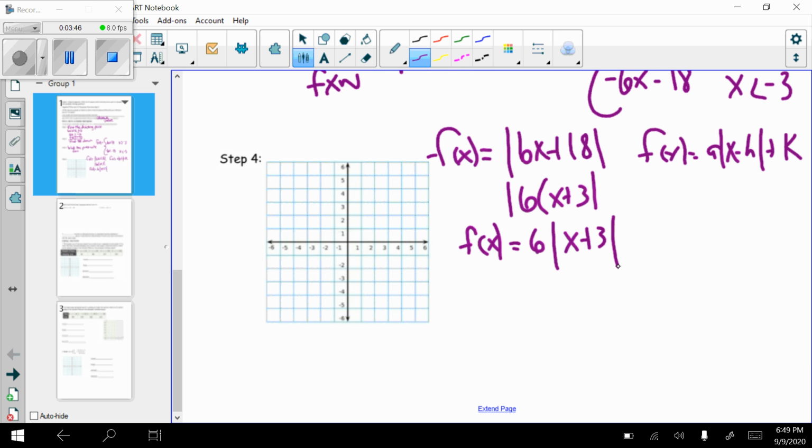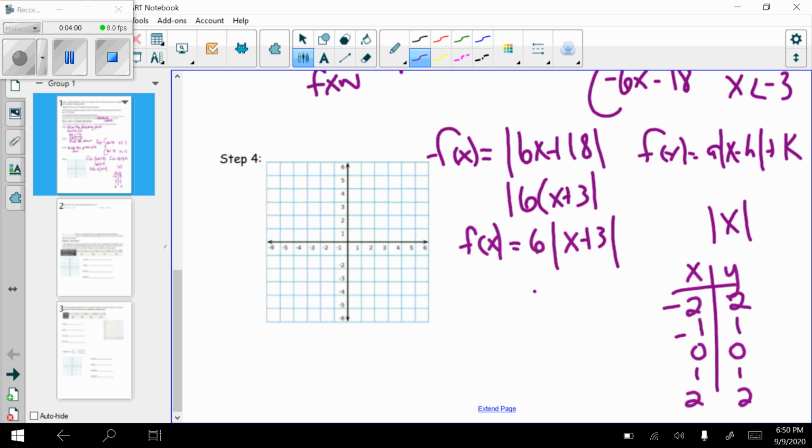We remember our parent function just looked like the absolute value of x. We started with the xy table of our parent function. I picked negative 2, negative 1, 0, 1, and 2. The absolute value of negative 2 is 2, then 1, 0, 1, and 2. Now I need to make these transformations. With my x value, it was x plus 3. It always comes out opposite, so x minus 3. The 6 gets multiplied by my y, so 6y. There's nothing being added or subtracted out here, so that's it.